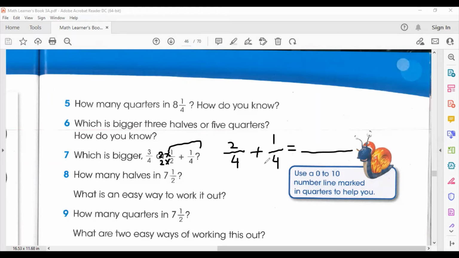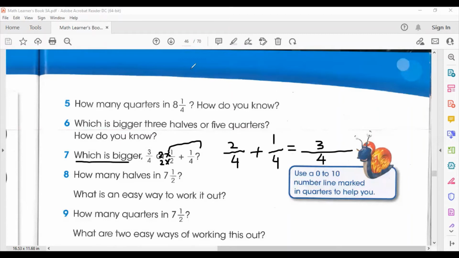So now the denominator is the same, so we write it as it is. We don't need to add the denominators, just the numerators. 3 plus 2 plus 1, 3. So this is 3 plus 4 and 3. Which is bigger? No one is bigger. Same. So you can write same.